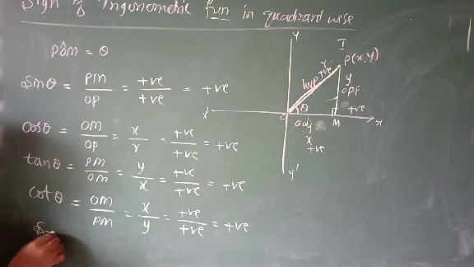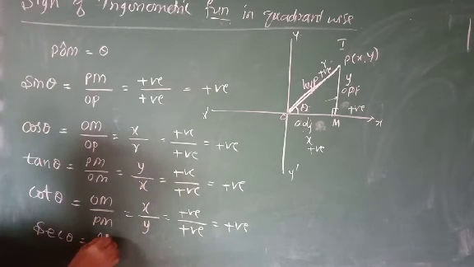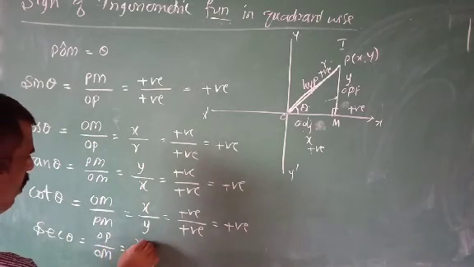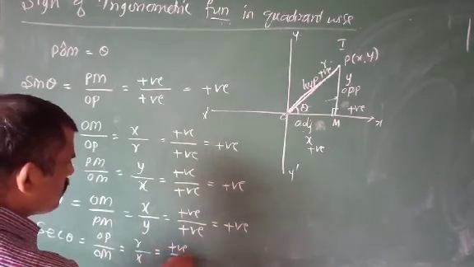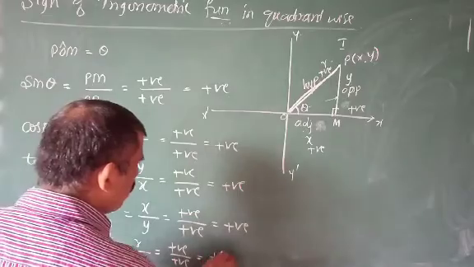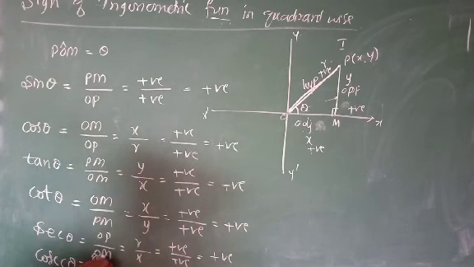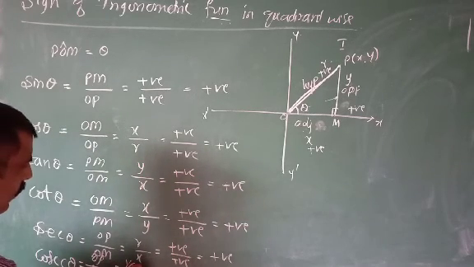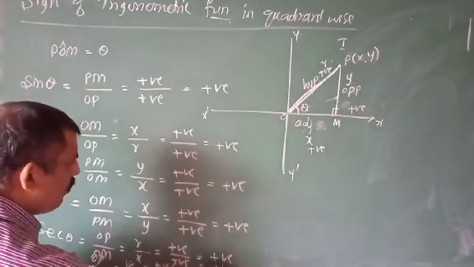Next is secant theta. Secant theta is the hypotenuse OP divided by the adjacent side OM. So OP is r divided by OM is x. r is positive and x is also positive, so it is positive. Next is cosecant theta. Cosecant theta is the hypotenuse divided by the opposite side PM, so r divided by y equals positive divided by positive, so it is positive.